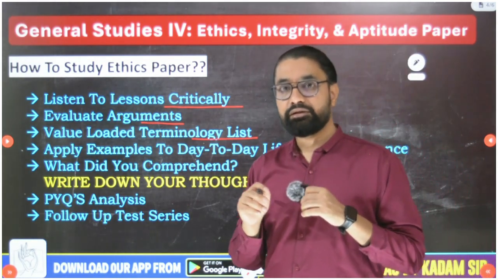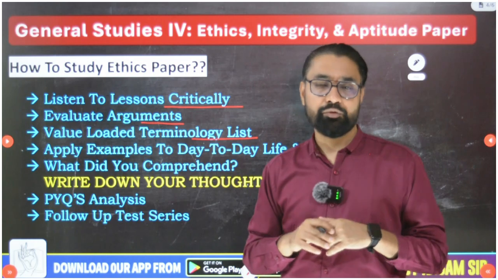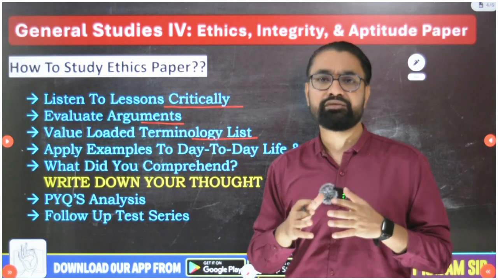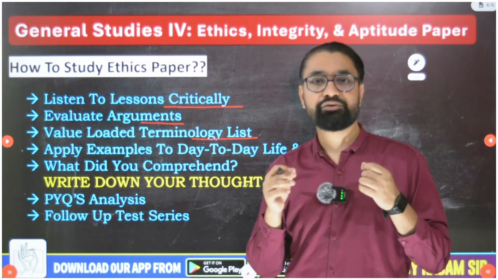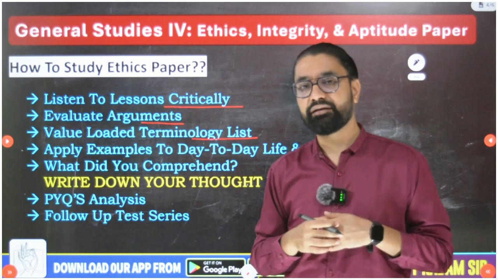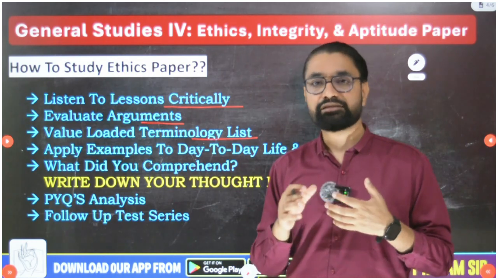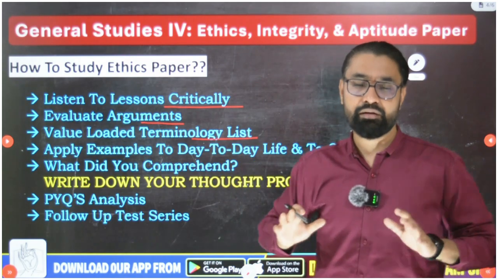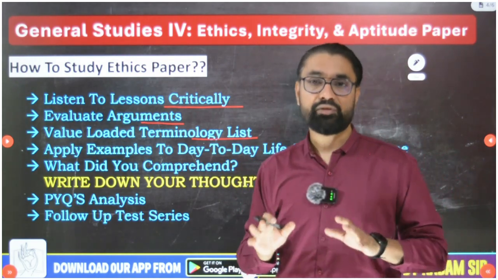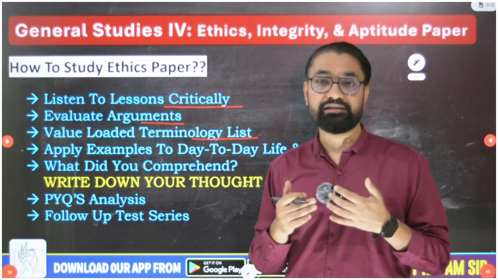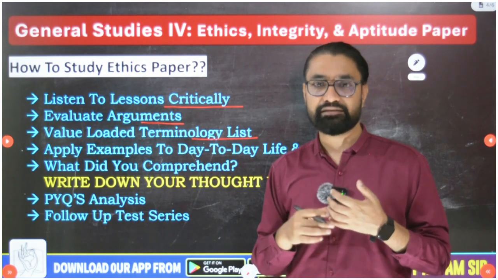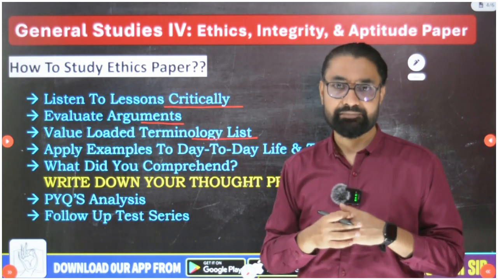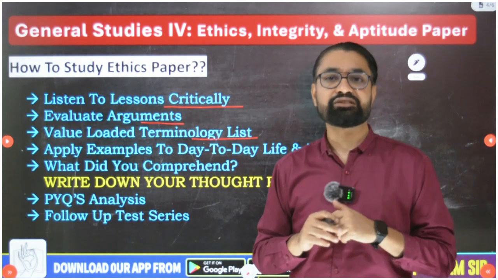Now, in the ethics paper and the essay paper you can score 140-150. Even in the GS paper, if you want to score well, you need very good linguistic skills. Your writing skills should be very good, and your English, if you are writing in English. Because 1750 marks is all about writing. If you want to develop good writing skills, you should be very good at using value loaded terminologies, not only in ethics but even in the GS paper.